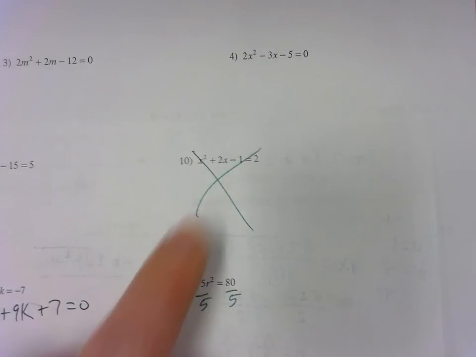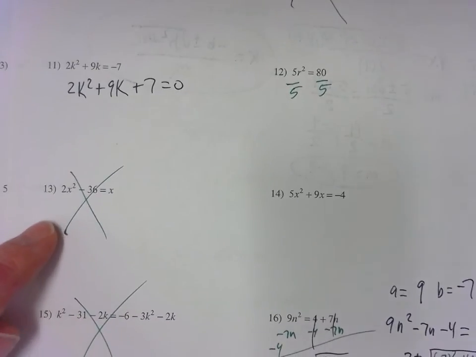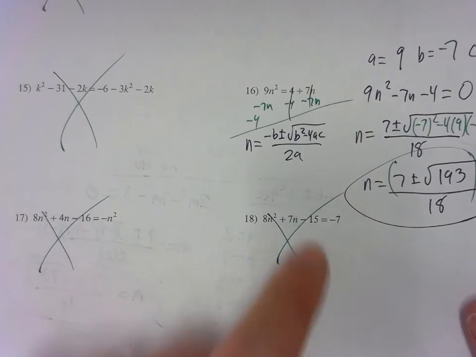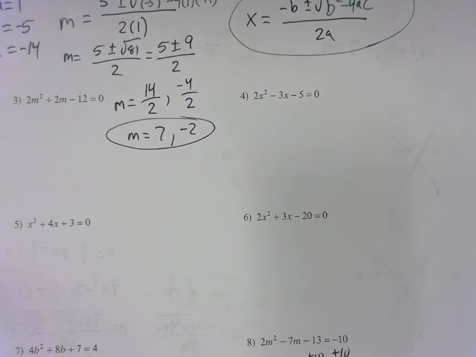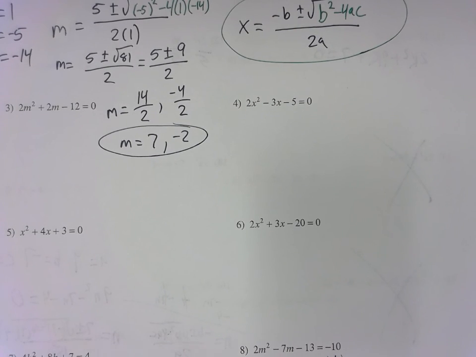So did you catch those? 10, 13, 15, 17, 18. So we eliminated those. And then on the front side, it leaves you 1, 2, 3, 4, 5, 6. So there's 10 problems to do. That's pretty good.